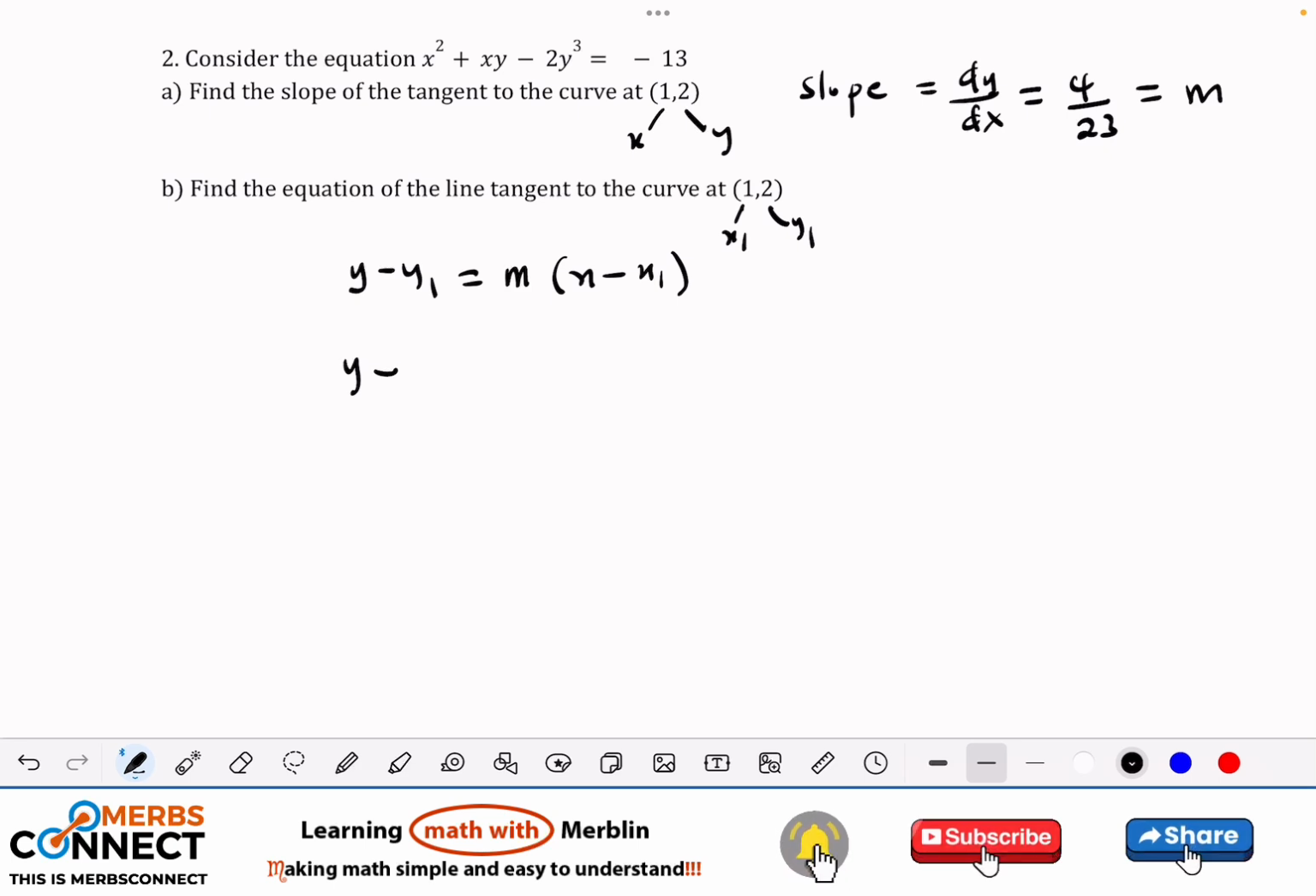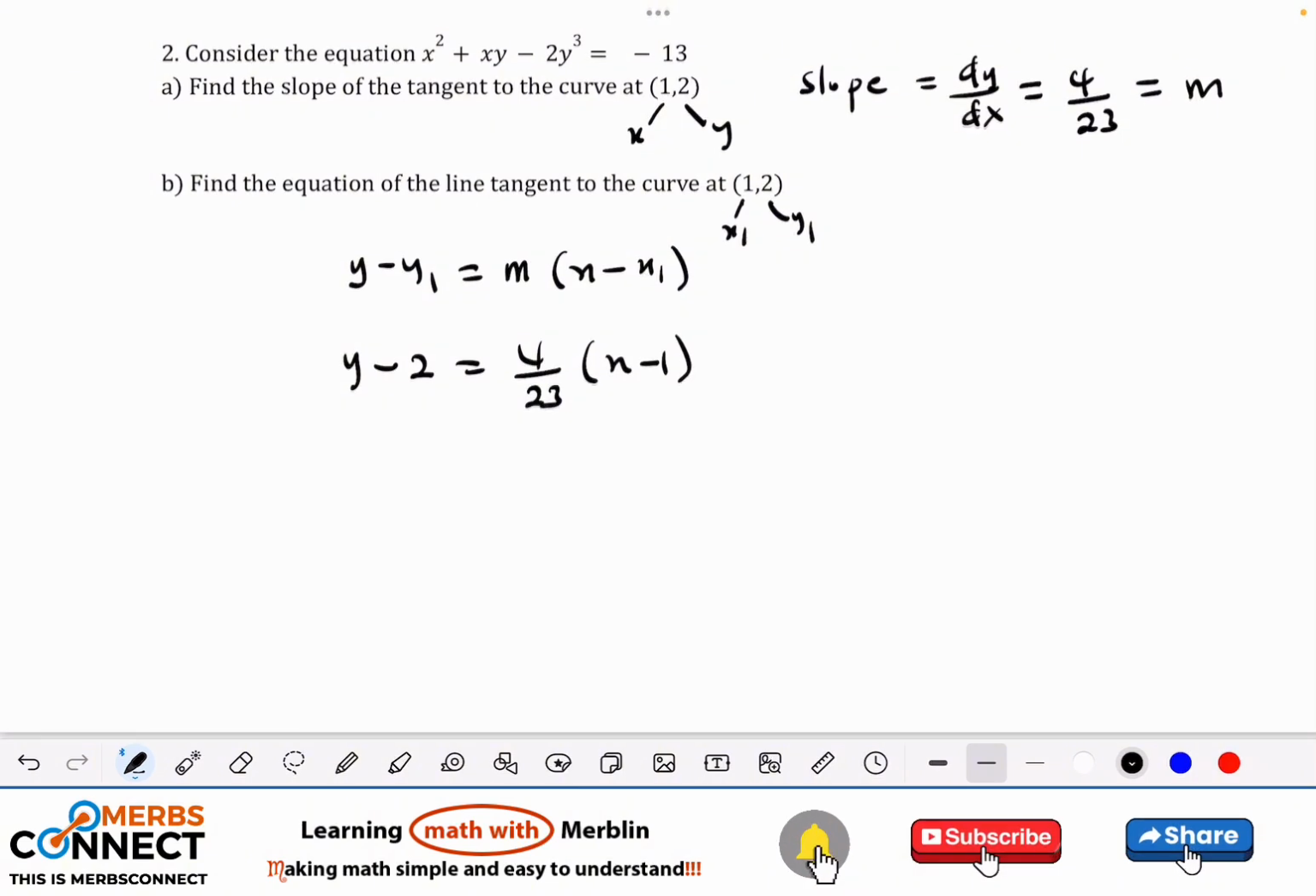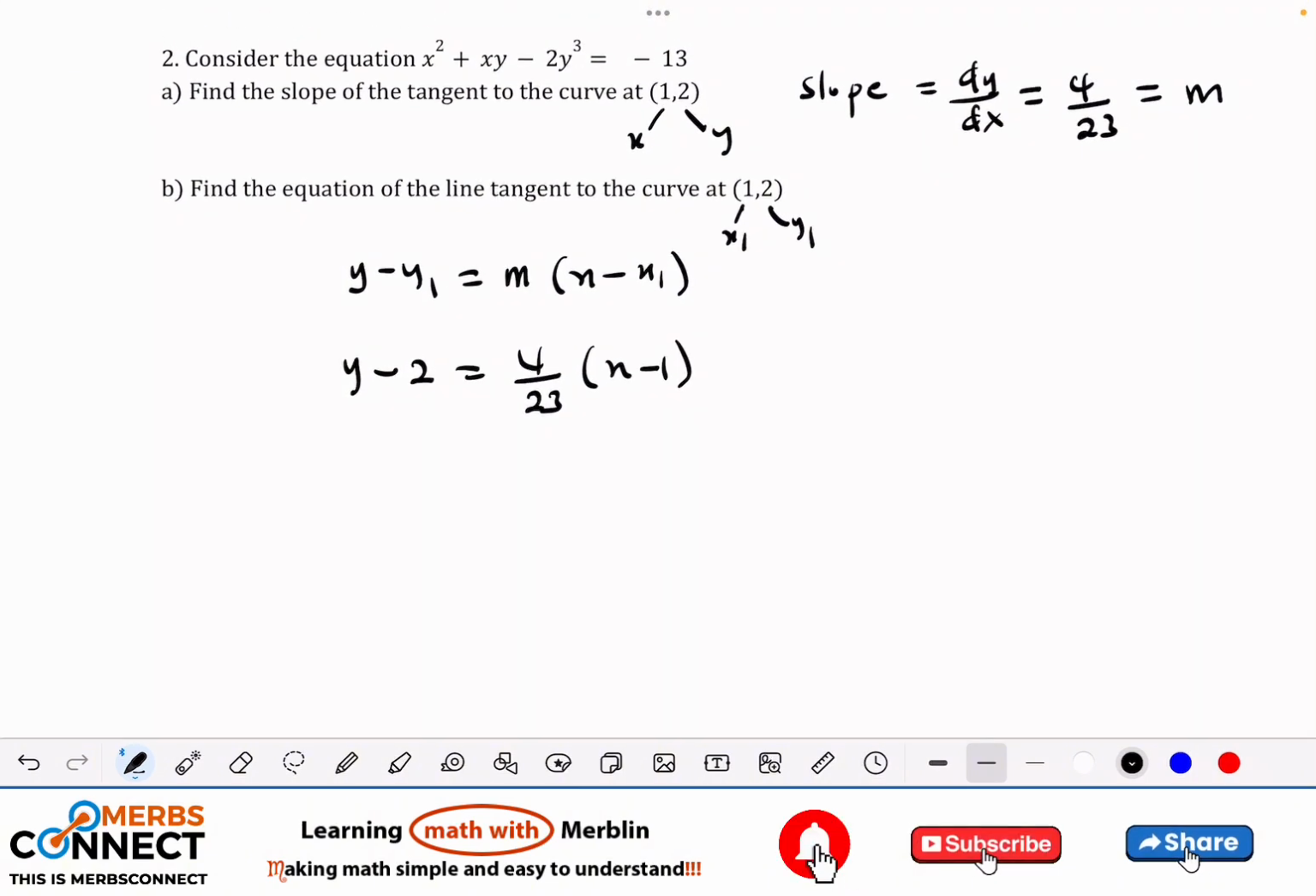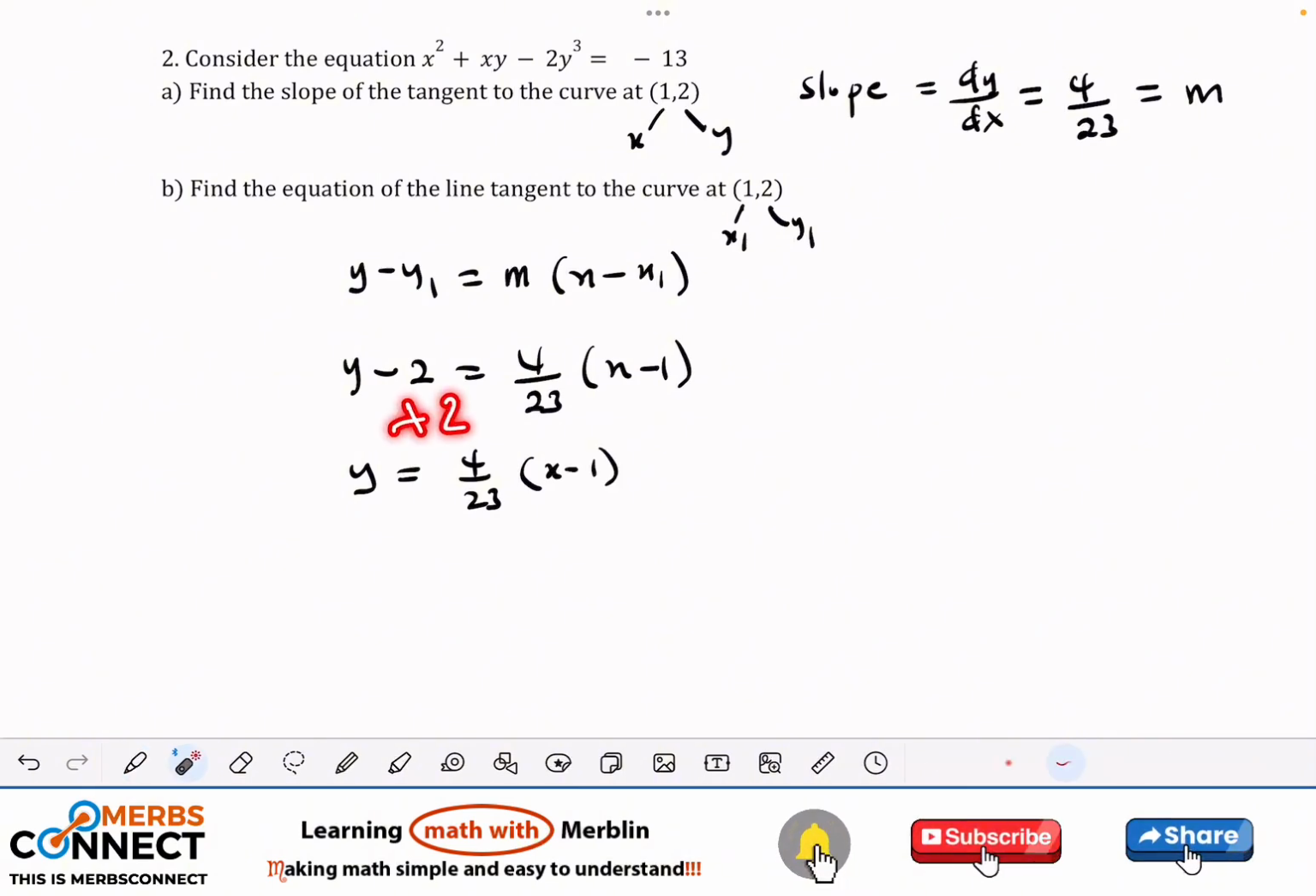y minus 2 is equal to, we've done the slope, which is 4 over 23, then x minus 1. So this is the slope. We can just leave it here, or we can simplify: y is equal to 4 divided by 23 times x minus 1, and when I add 2, I'm going to have plus 2. I don't want to simplify. I can just leave it this way, and I'm done. So this is the equation of the tangent.